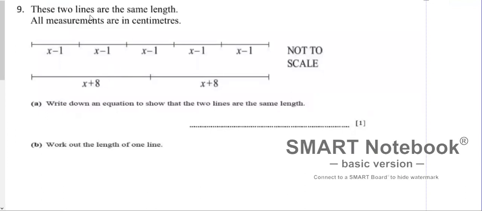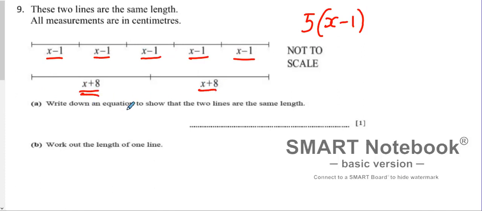Now here are 2 lines which are of the same length. This line here and this line here. Write down an equation to show that the 2 lines are the same length. Let me start with the first line. The first line has x minus 1 repeated 1, 2, 3, 4, 5 times. So we have 5 times x minus 1. The second line has x plus 8 twice, so we have 2 times x plus 8.